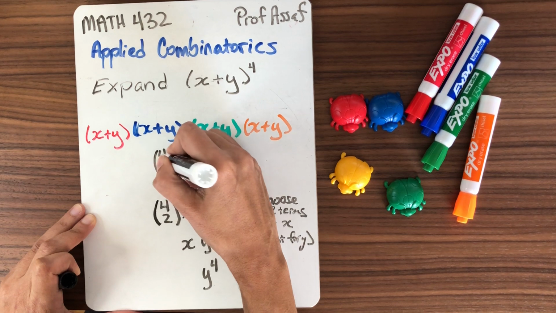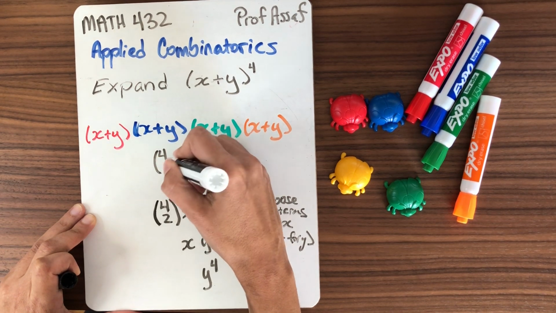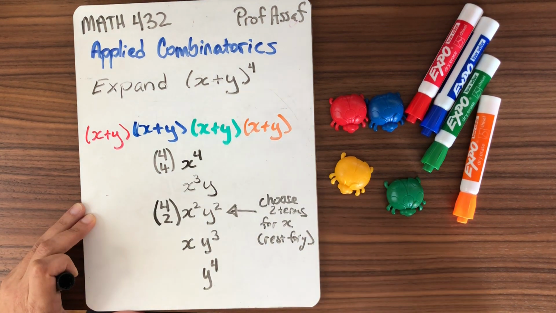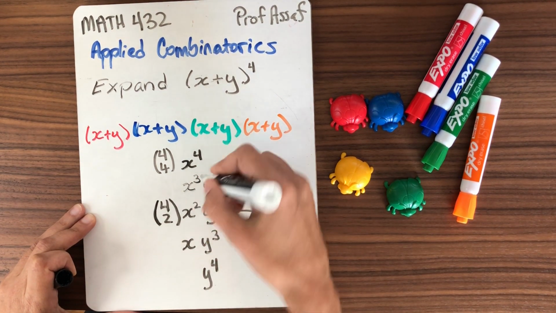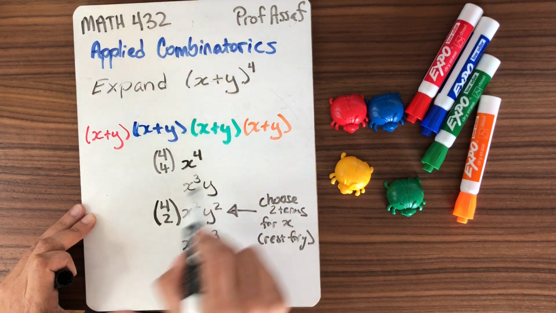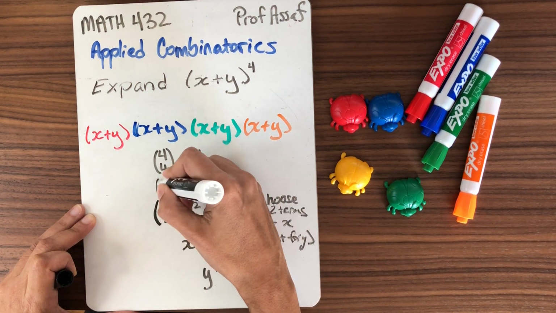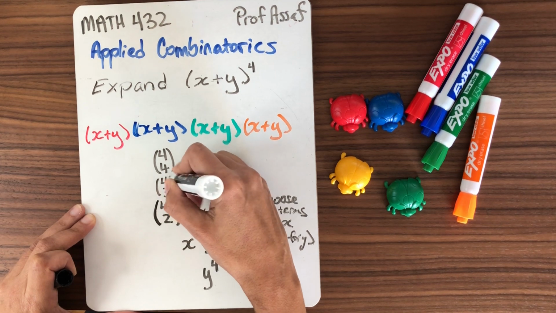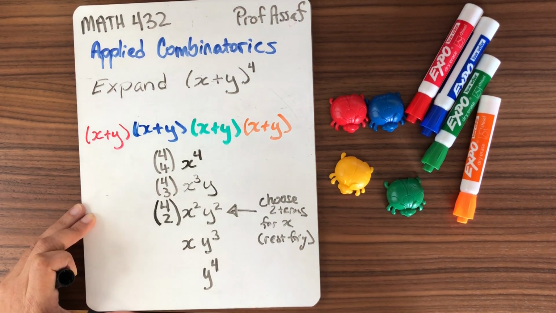Well, 1 has many different ways that we could write it. 4 choose 4 is one of the possible ways to write the number 1. Take everything. So take all the x's. Here, I choose 3 places to take the x, and whatever's left, I take the y. So I could say that's 4 choose 3, and then whatever's left, I take the y.